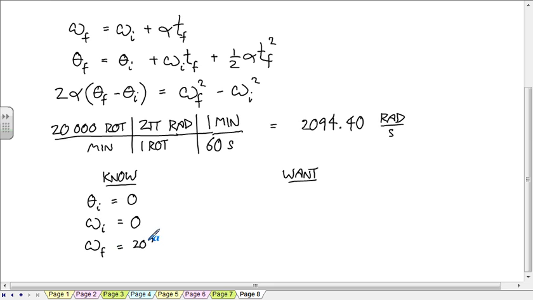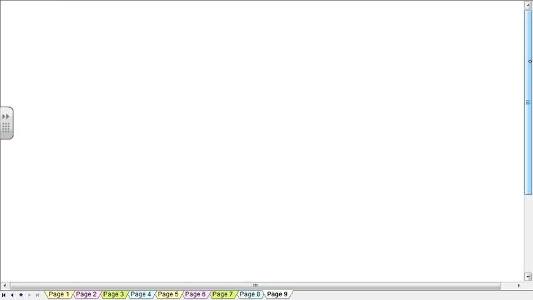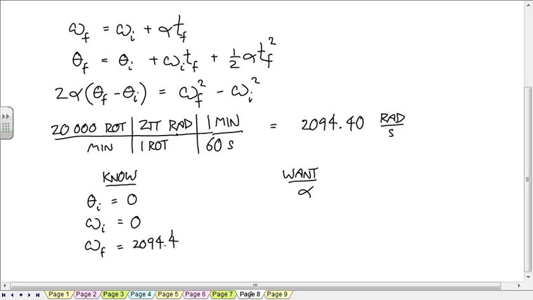So 2094.4. Do we know the angular acceleration? No, we don't know that then. And then t final, do we know t final? Oh yeah, that one's 30.